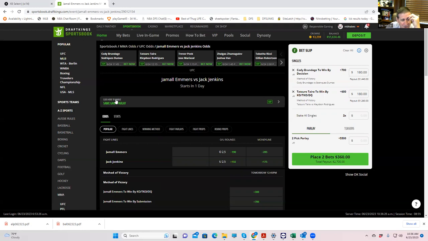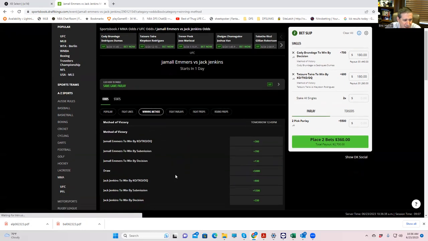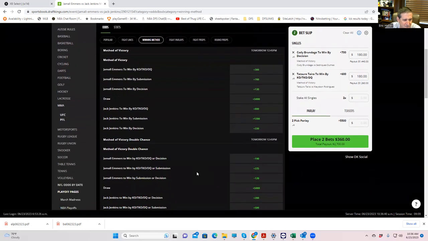The only question is how we're going to do this. I mean, we could play Emmers inside the distance. That's something that not that many people have been on. Let's take a look at these odds. Emmers winning method: you've got to look at double chance here. By TKO or submission is plus 225. That's pretty reasonable, compared to decision, which is minus 100.